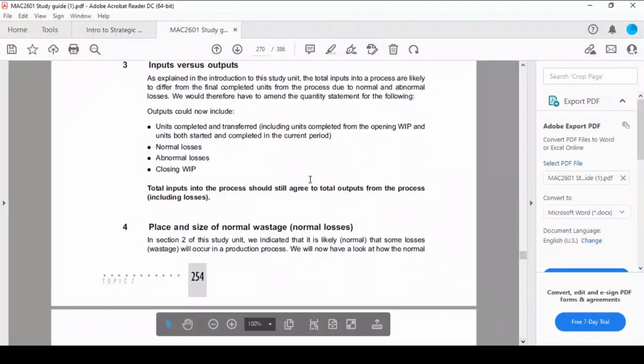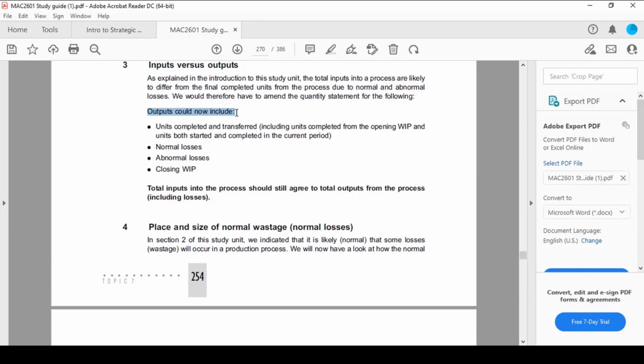Yeah. Remember on that quantity statement there's the inputs and the output portion. So right now, the textbook says outputs include units completed and transferred. We all know that. And this includes your opening WIP and your current production. This is where your inventory valuation method will affect, especially how you treat your opening WIP and the units that you started and completed in the current period, right?